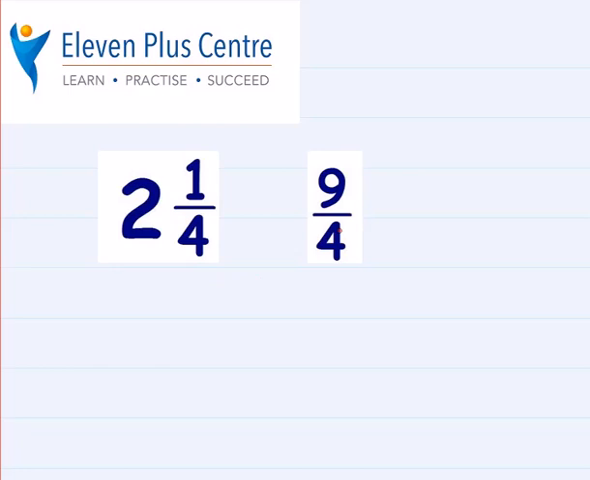This over here is called an improper fraction, and it's called an improper fraction because normally when fractions are written we have a small number at the top and a large number at the bottom, but here it's the other way around, so it's called an improper fraction.